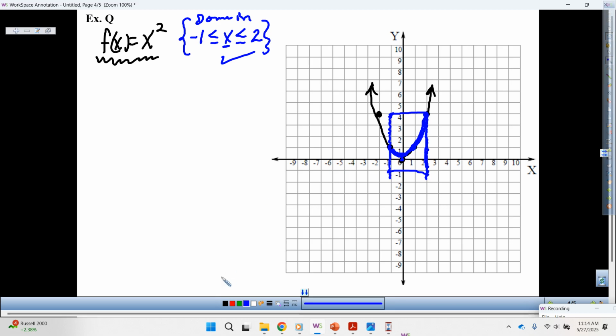However, what if I said this? Take the parent function, the 5 original points, and I want you to move it 5 to the left and 3 up. Before you move it, tell your neighbor what to write in here and out here. 5 to the left and 3 up.